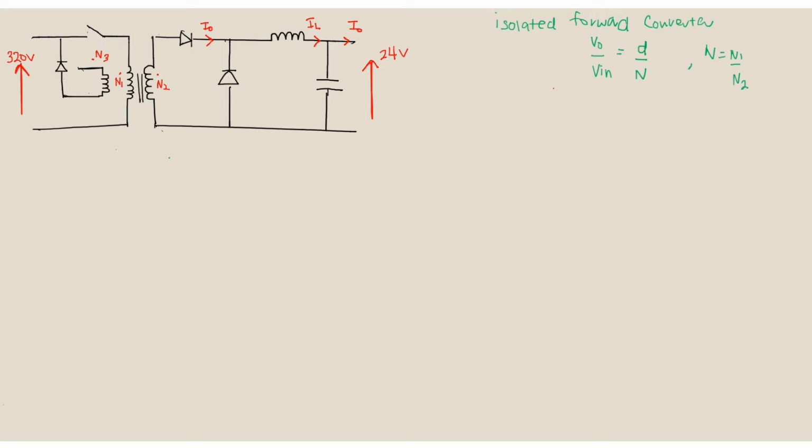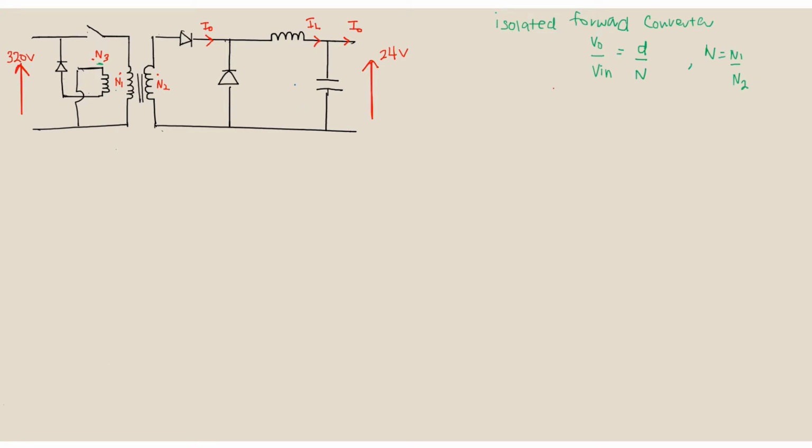Do you still remember from the previous discussion that N1 and N3 are very close together? Because they are close together, we call them bifilar. So when they are bifilar, we can almost say that N3 and N1 are the same. Do you still remember this is the diagram for the isolated forward converter?